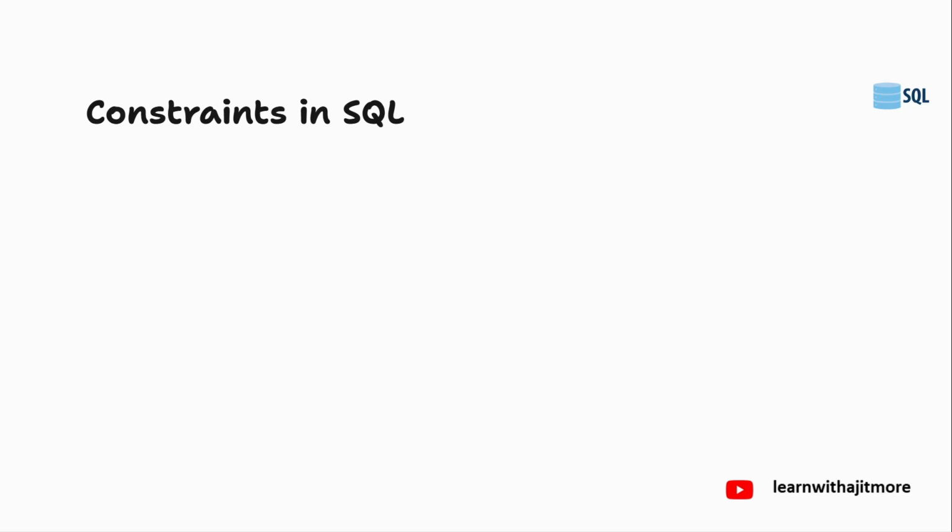Boolean and binary. Now we have to move to another important concept, that is constraints. What are constraints? And then how you can add that constraints to the column while creating table. When you're creating table, that time you have to give these constraints.